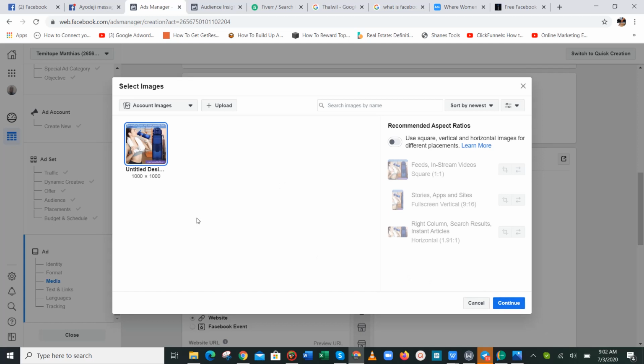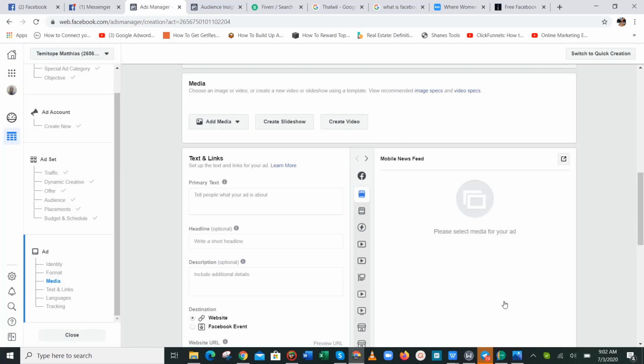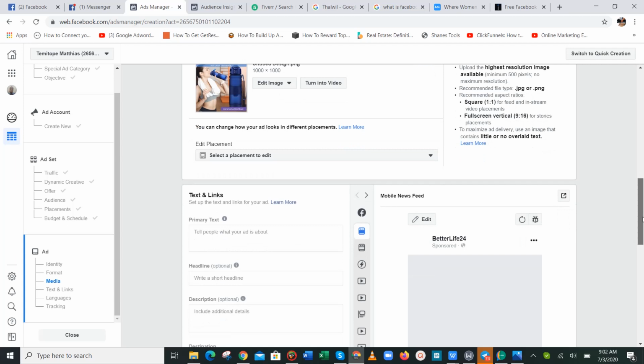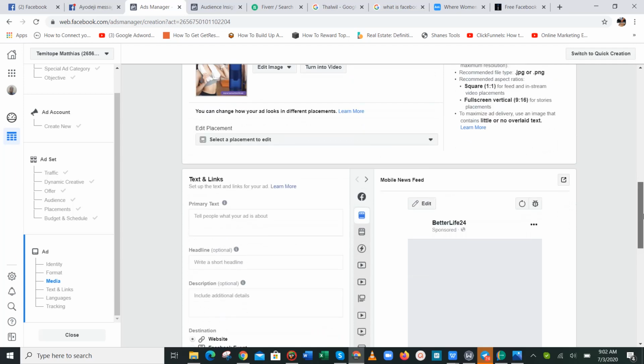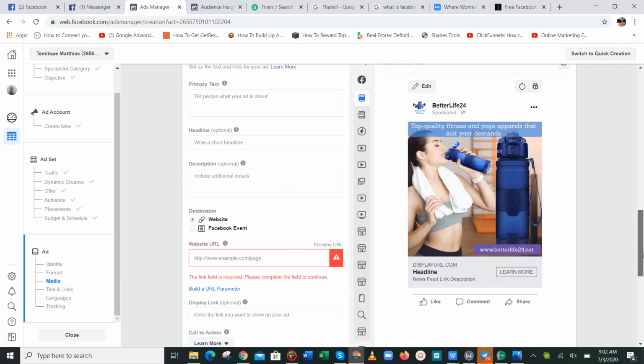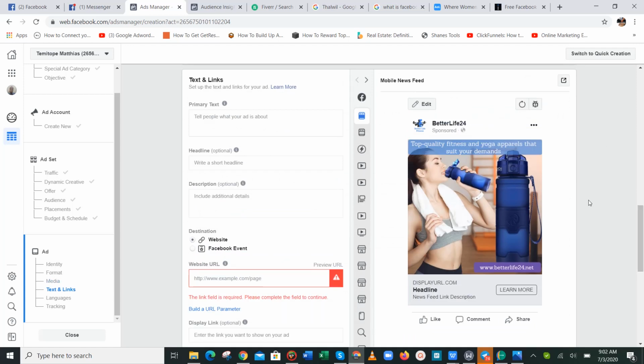So 1000 by 1000, you can see now it accepted it. If it doesn't accept it, it brings a warning sign, a red sign. So click on continue. Click on continue. So these are ads now. You can see how the ads will show on Facebook.